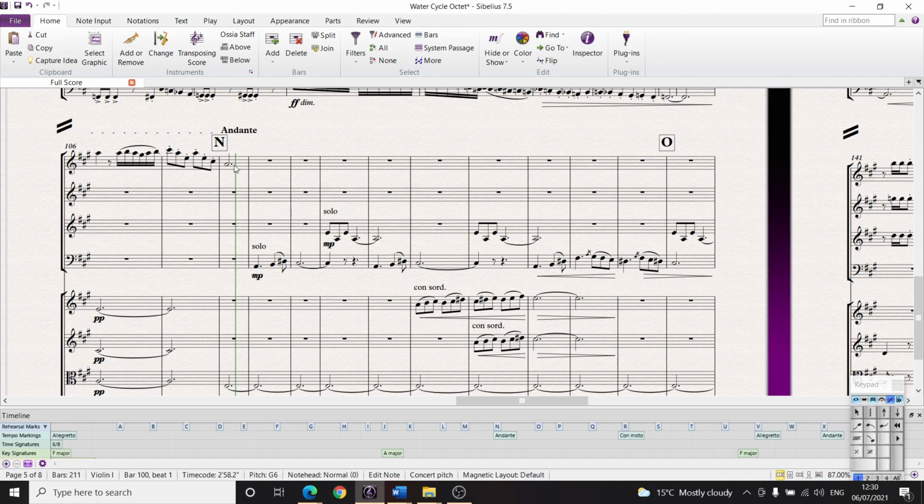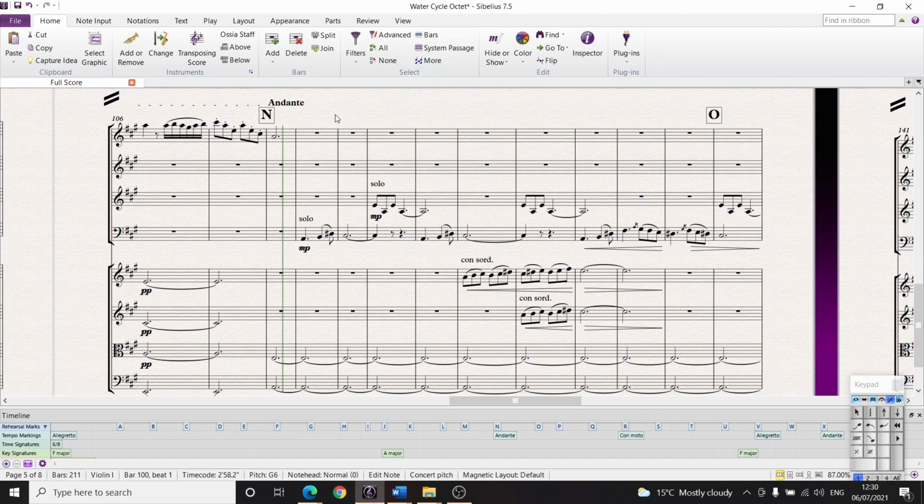So we arrive at this section. Now, you may have spotted we've had a key change. We've gone from F major to A major. Now, there's 2 reasons for this.